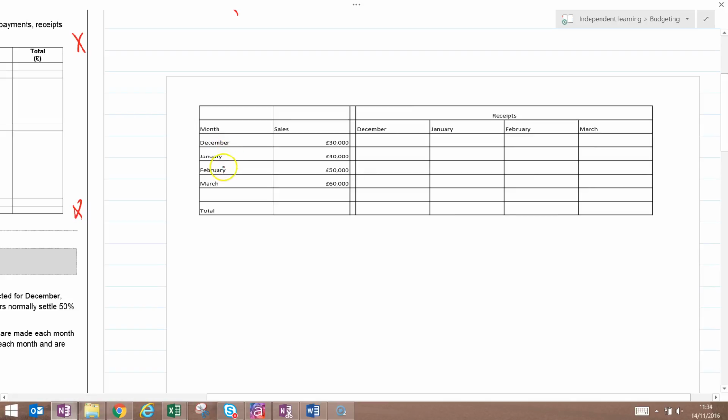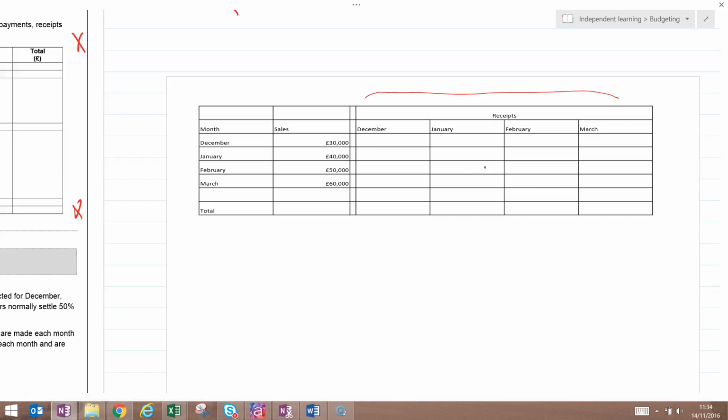So I have listed down the left hand side the month in which the sales are made. So the month December, sales £30,000, January 40, February 50 and March 60. Then I have these four columns here where I'm going to work out exactly when we receive the money from those sales.